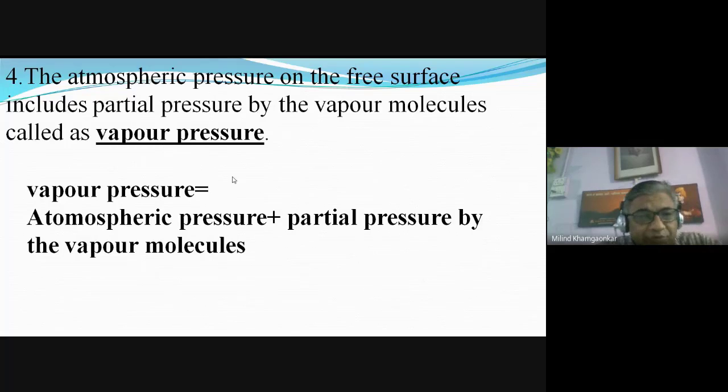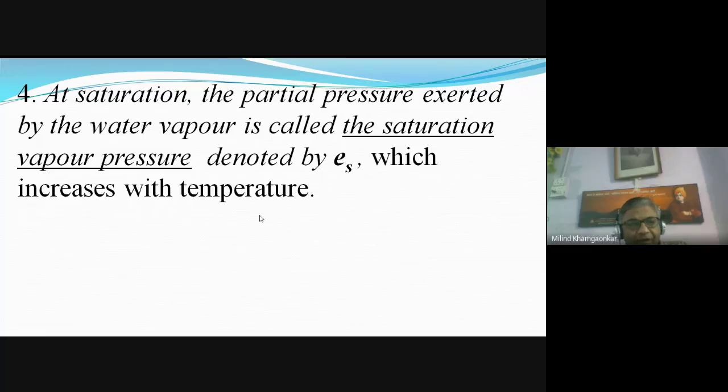The pressure that has been created by the water vapor particles over the water surface is called the vapor pressure, which is the summation of the pressure due to the vapor molecules plus atmospheric pressure. When these vapor molecules get concentrated over the water surface, at a certain stage the air cannot accommodate additional water vapor. That pressure is called the saturation vapor pressure.